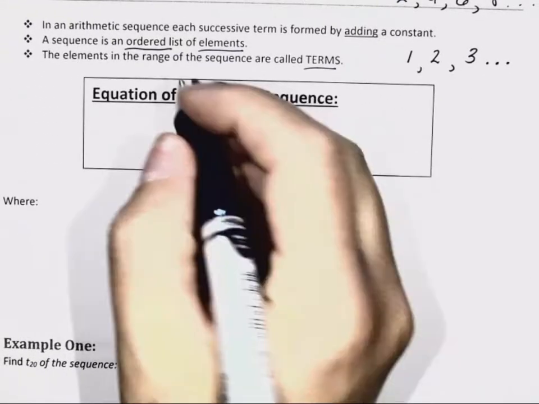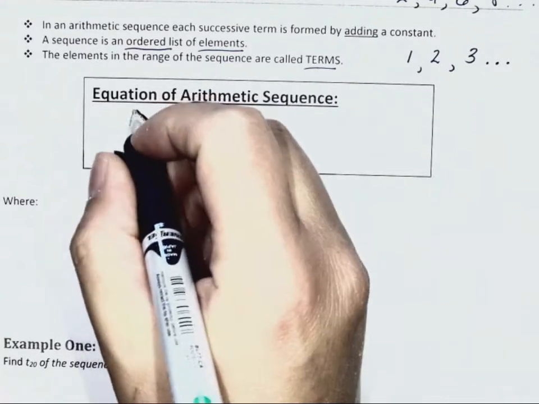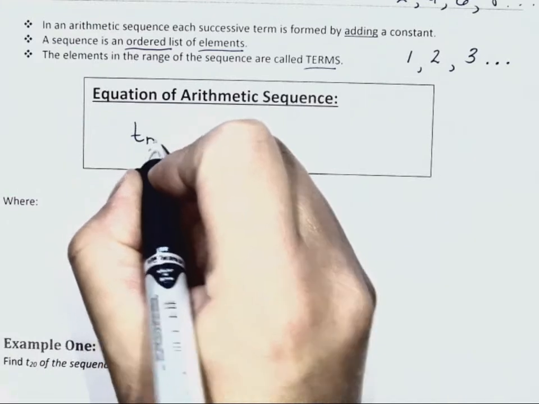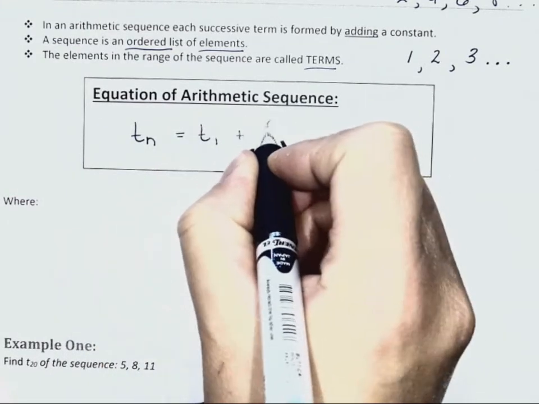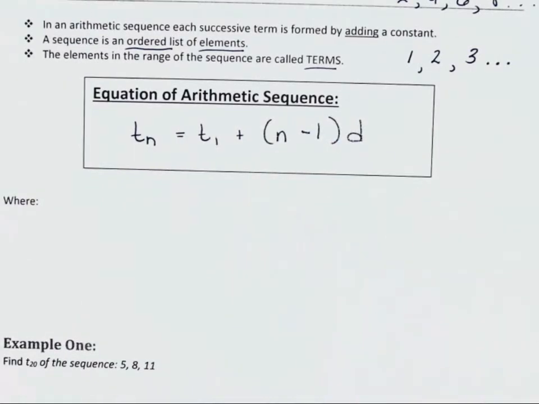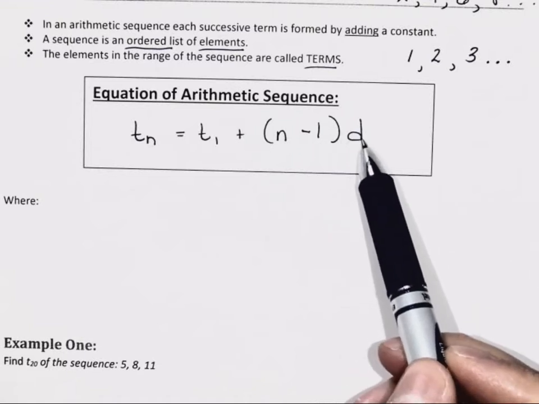So I like this because it's nice and easy. The equation is a lot of algebra work. So this is Tn equals T1 plus bracket n minus 1 times d. So it's a lot of algebra work and you need to be careful with your order of operations. So again, you've got some stuff to do in the brackets and then you multiply it by d.